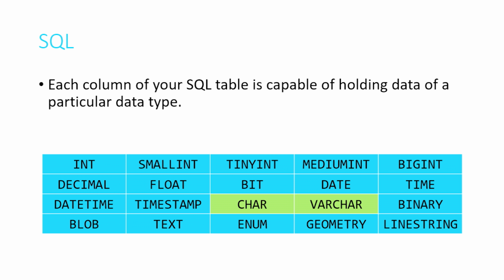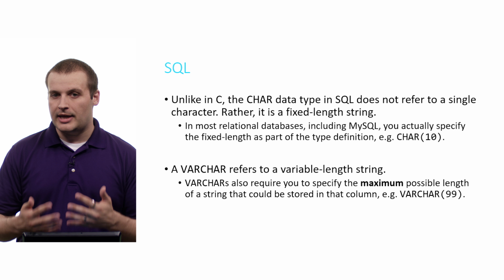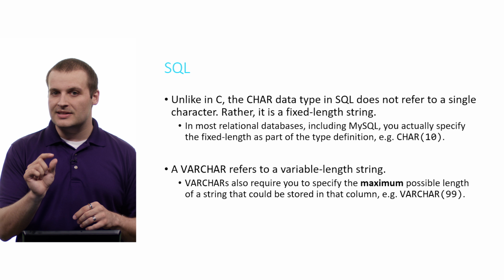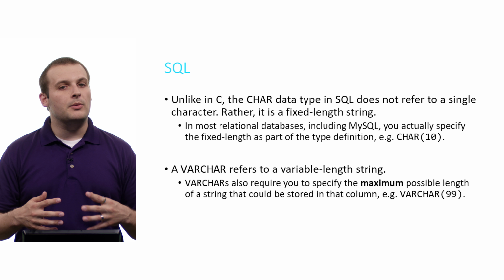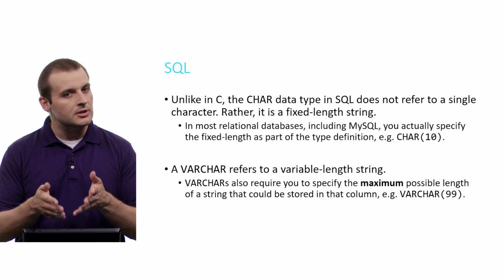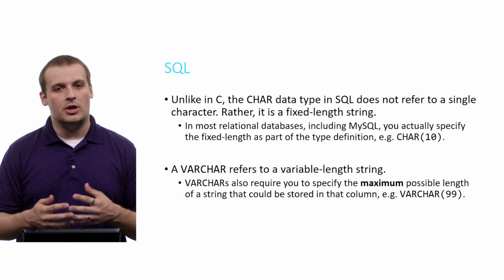There are also char and varchar, and these are not quite the same as what you might think they are in C. So let's take a quick second to explain the difference between these 2 data types, which are pretty important. Unlike in C, char does not refer to a single character. It is actually akin to our notion of a string, but with a caveat that that string is of fixed length. Typically when we specify a char or a varchar type, we have to specify the length of that string at the outset, just like we do in C. So for example, my column type might be a char 10. That means that I can store 10 character strings in that column of my table.